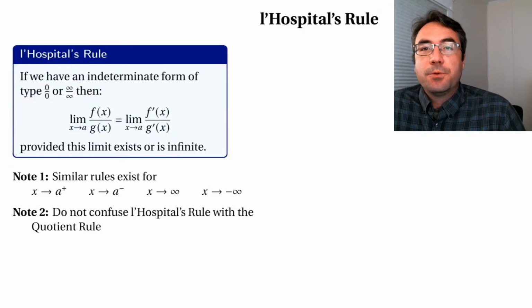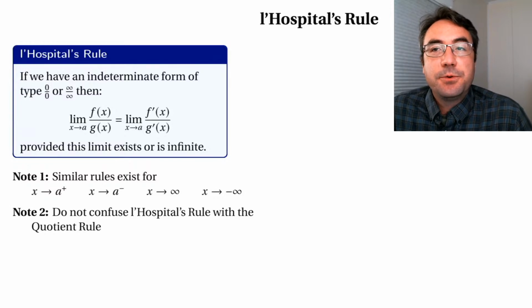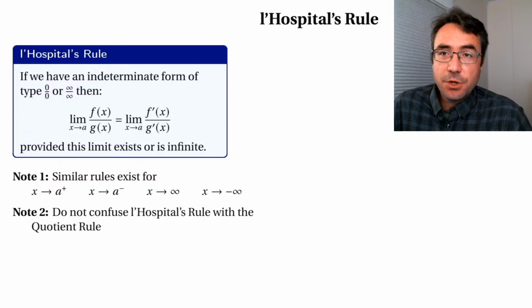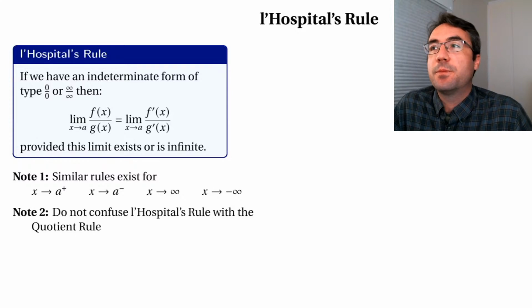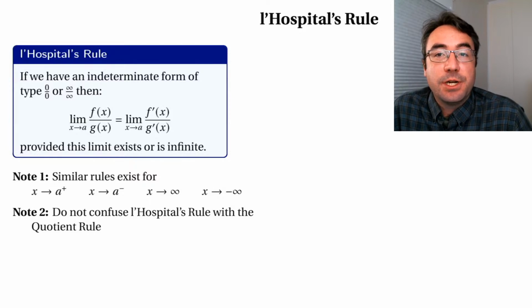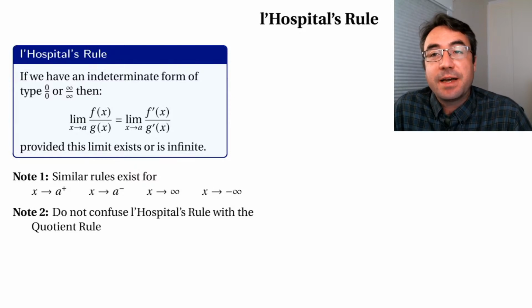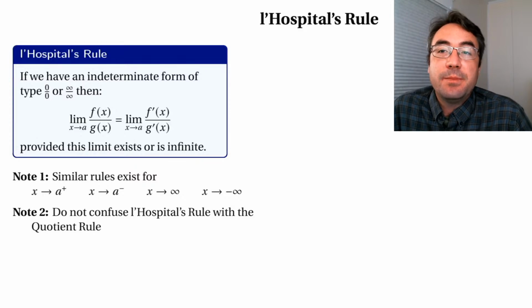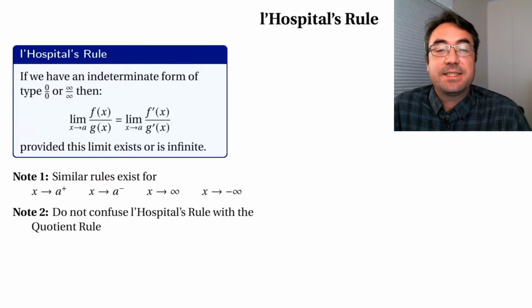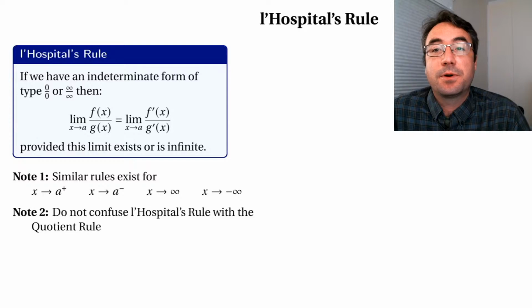All right, so the rule that we're going to use, which will allow us to really handle a lot of these indeterminate quotients, is called L'Hopital's Rule. So if we have an indeterminate form of type 0 over 0 or infinity over infinity, then the limit of that quotient, the limit of f of x over g of x, is equal to the limit of f prime of x divided by g prime of x, provided that second limit exists or is infinite.